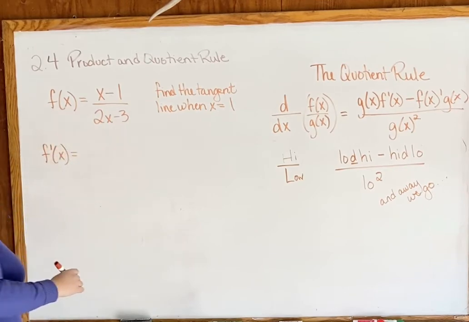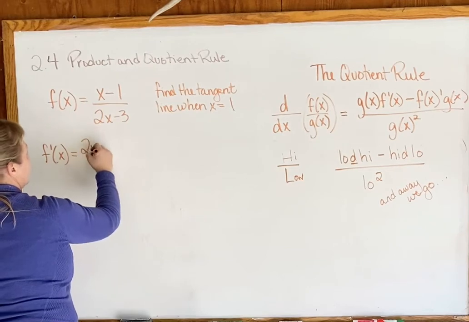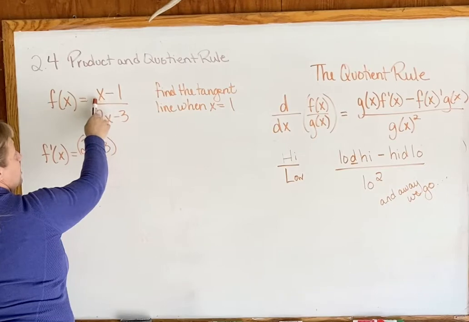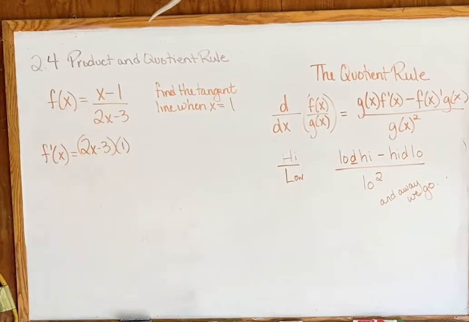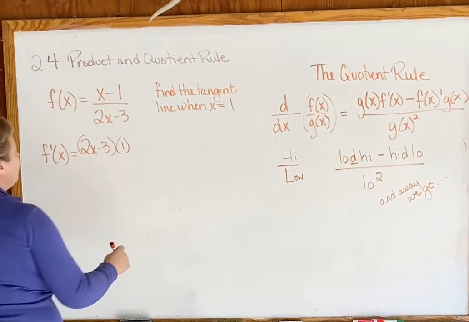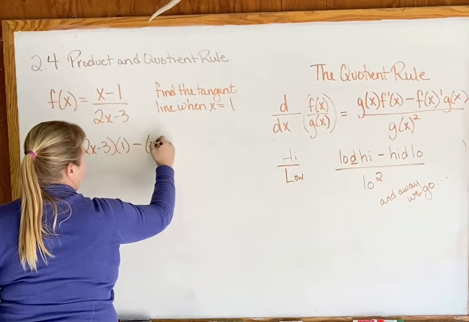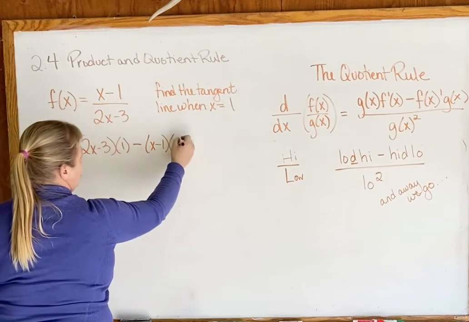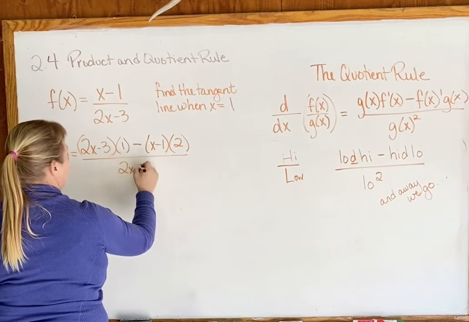Okie dokie. So we're going to use our little rhyme over there, low d high. So we start by taking the low guy, 2x minus 3, times the derivative of the high, which luckily is just 1. I'm going to write it in here just so you can see it, but you don't really even need to write it. So low d high minus high d low, so the derivative of the low is just 2. And then we're going to put that all over 2x minus 3 squared.